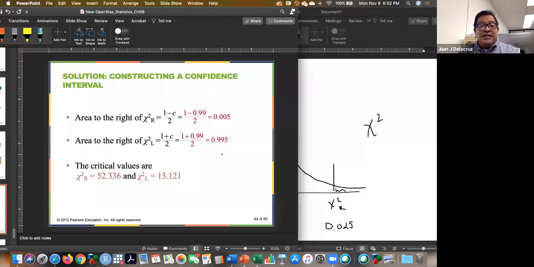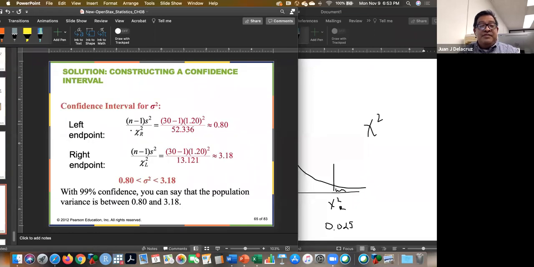So you go to the tables and you find these critical values. Remember, you're going to use the chi-square right to compute the left endpoint, and you're going to use the chi-square left to compute the right endpoint. It makes sense: you use a big number, you get a small number; you use a small number, you get a bigger number. So you have the right and the left.